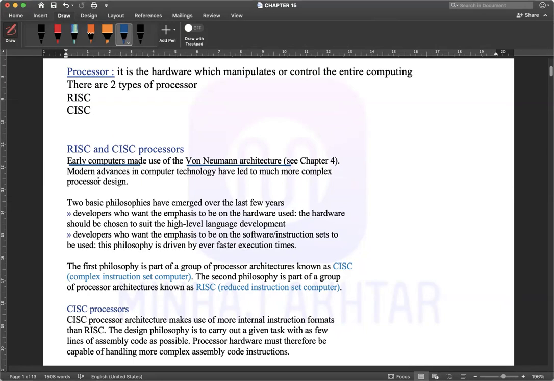Now, modern advances in computer technology have led to much more complex processor design. We all know that as time passes, computers become more advanced, and maybe more complicated. Maybe it is easy for me, but the computer is complicated for others. So there must be some good points and some bad points. What do you think?